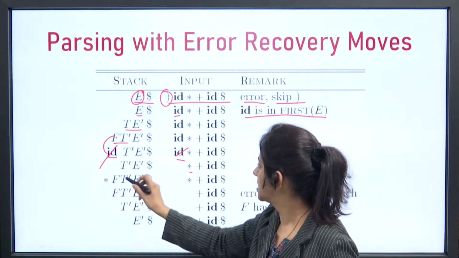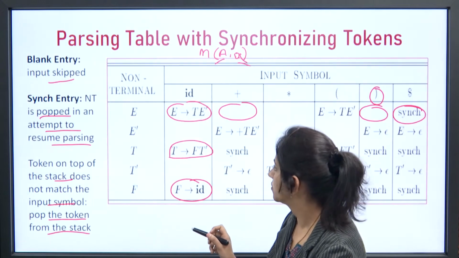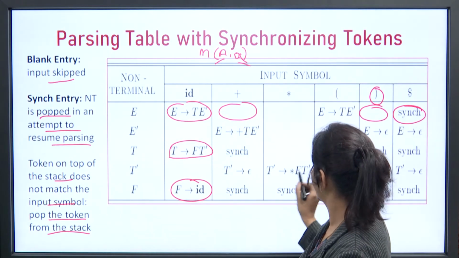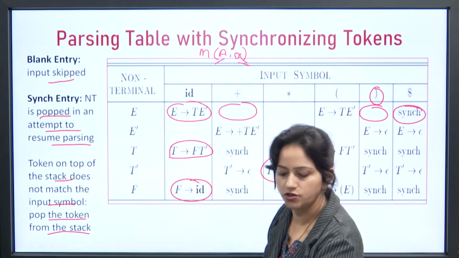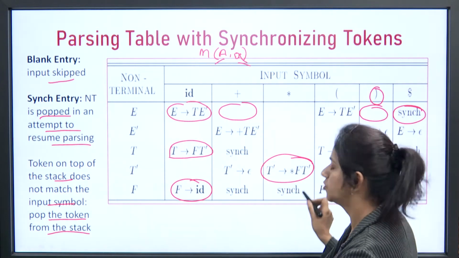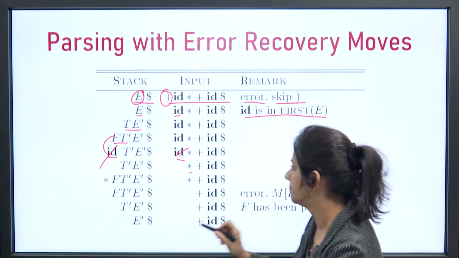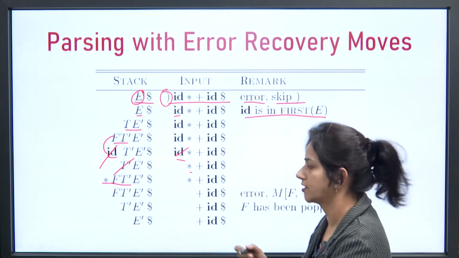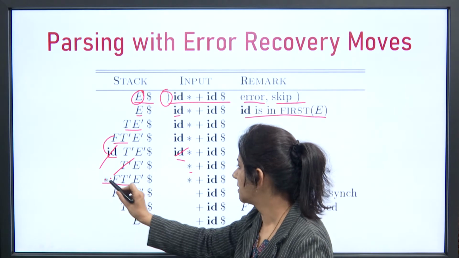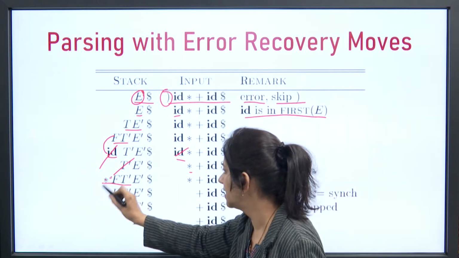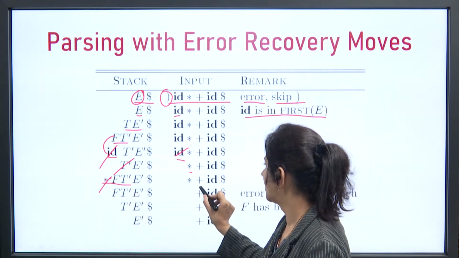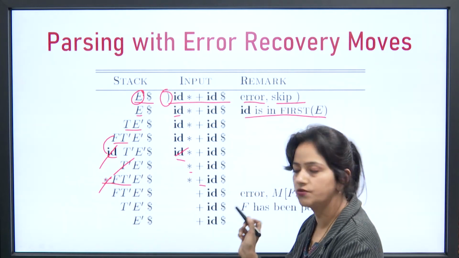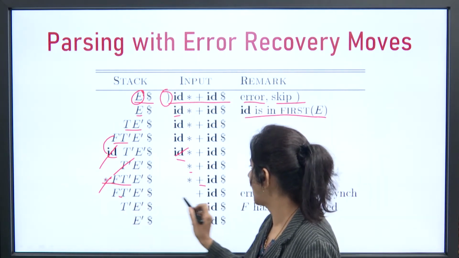Now, here we have T prime and multiplication, and we have this production. So, we will pop T prime and push multiplication F and T prime. Here we pop T prime and push the right hand side of the production in order. Next is multiplication and multiplication. Simply, we will pop this and advance the input pointer one cell to the right.